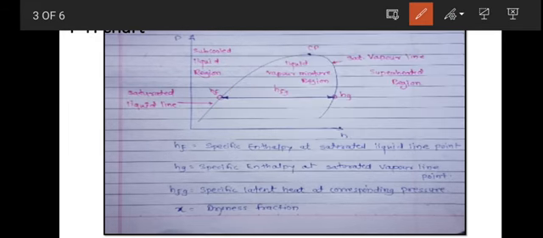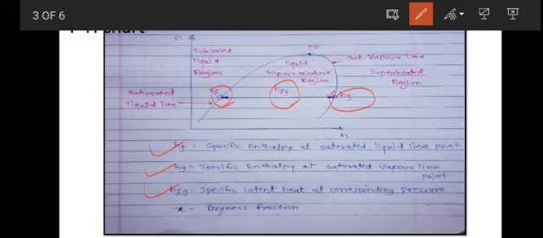If you see here, first hf means the specific enthalpy at a saturated liquid line point. Then hg is the specific enthalpy at a saturated vapor line point, and hfg means the specific latent heat at the corresponding pressure. That means suppose liquid is available at the hf point, and if we supply latent heat of energy to that liquid, then this hf point will be converted into the hg point.